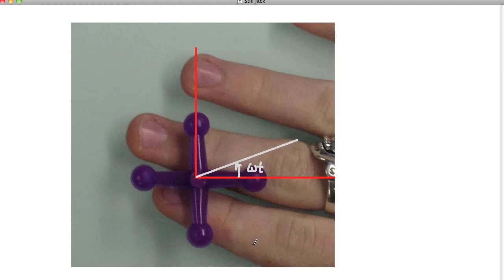Now, a fluorescent light, let me show you here. A fluorescent light actually flashes 120 times a second. Well, how is that the case? How does that happen? Well, let's look at it like this.